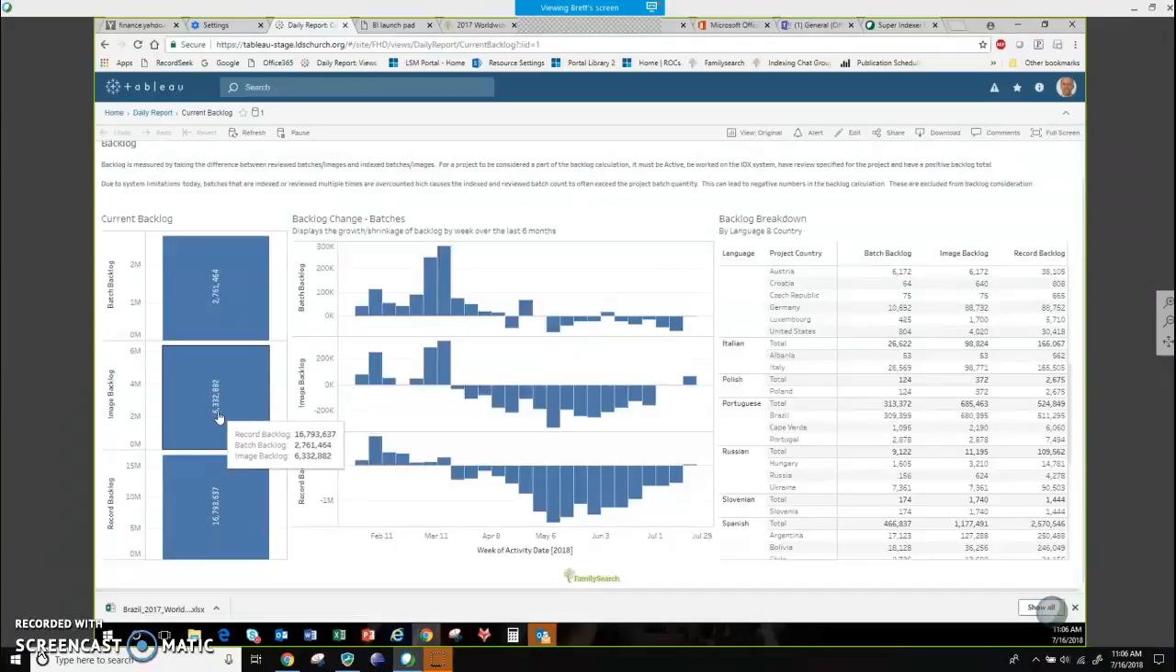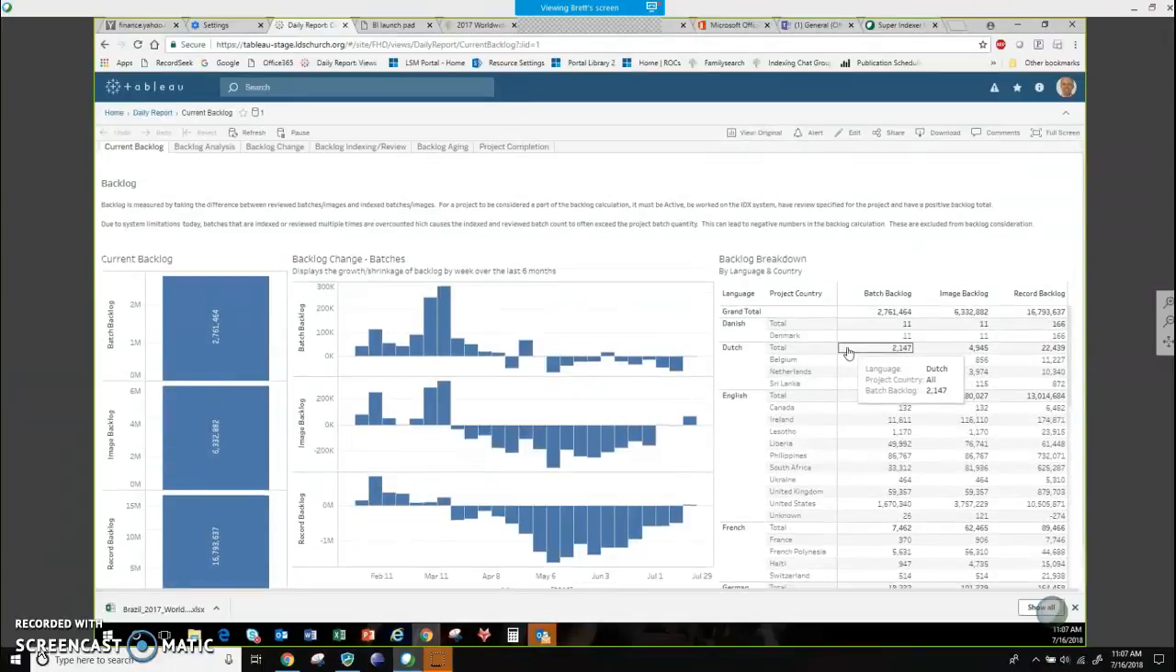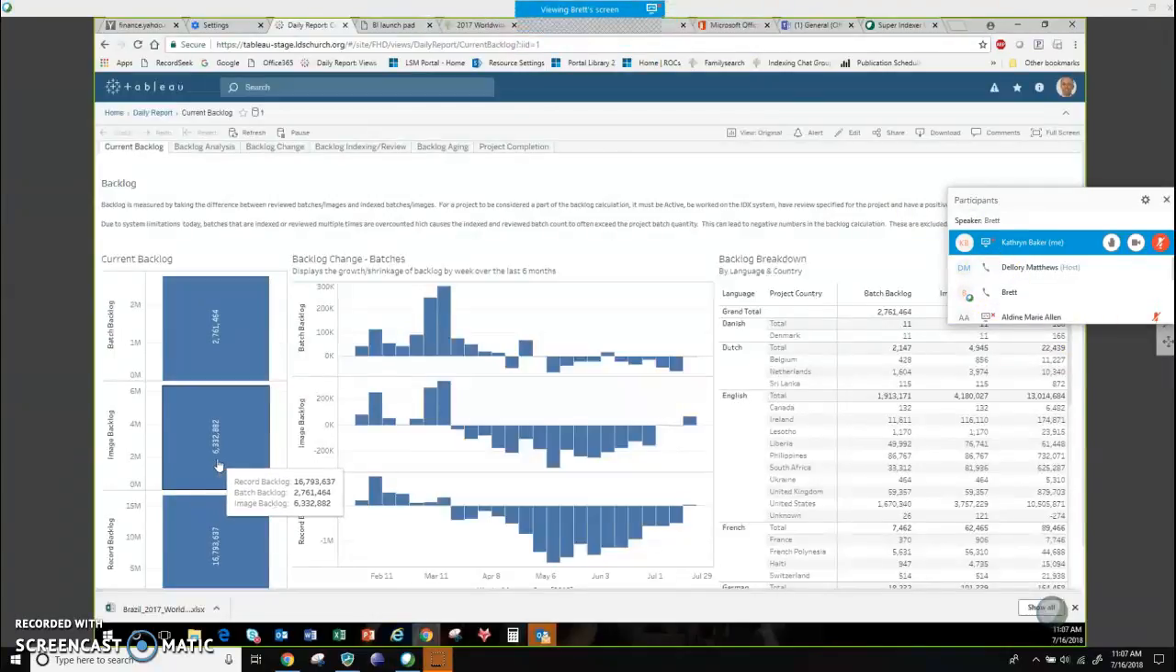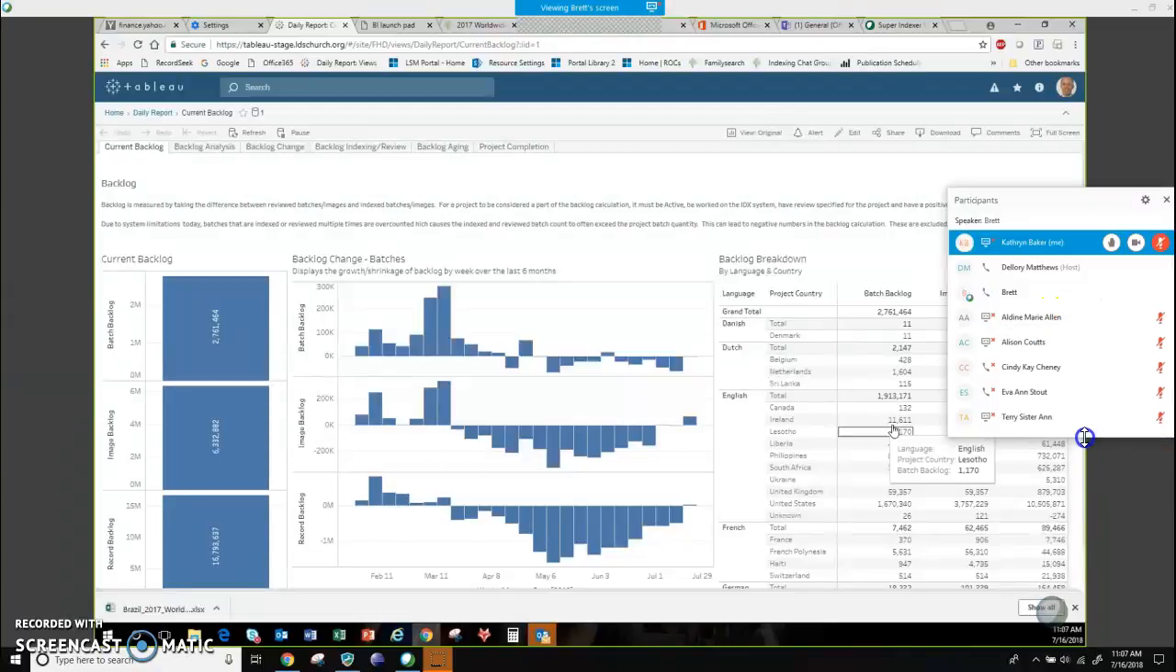Okay, we still typically talk in terms of images, so it's just the camera shot, right? And if you look over here on the breakdown by language on the right-hand side, there's a total row for each language. If you look at the total row, we know that there's 6.3 million images. If I look at the image backlog, this second column, we know there's 6.3 million.